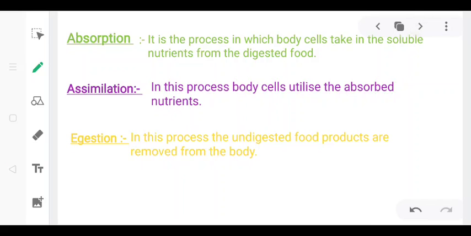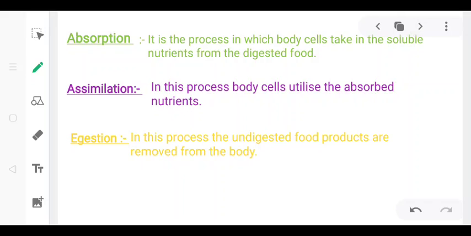Next is absorption. In this step, our body cells absorb all the soluble nutrients from the digested food. Next is assimilation, which is a utilization process. That means whatever nutrients our body has absorbed are utilized in different ways. Like we do many activities in day to day life, and for that we need energy. That is also utilization.